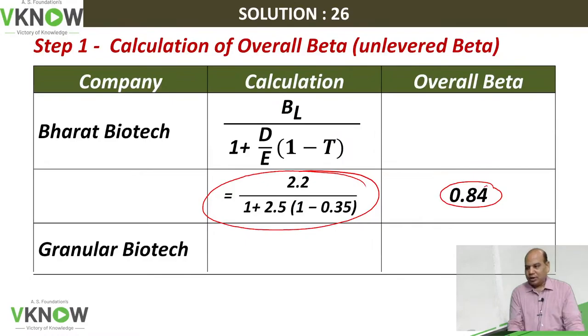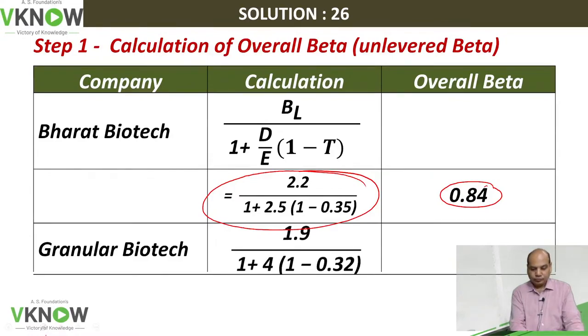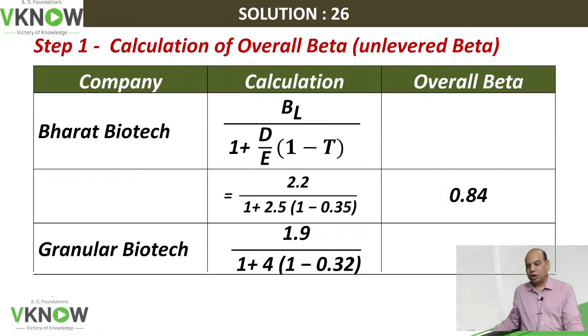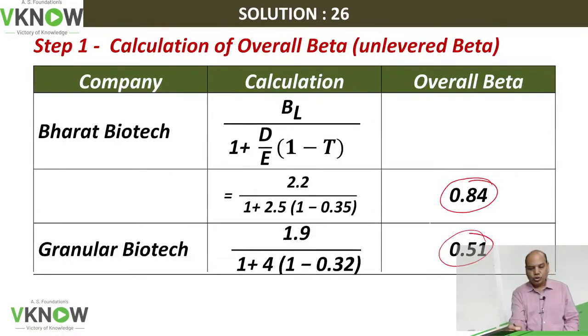Now write Granular Biotech. Here the data is 1.9 upon 1 plus debt equity ratio 4 into 1 minus 0.32. Very important question you are solving. You will not find it in the institute publication, but they will ask you. At that time don't get surprised. Practice now; more practice now is more useful for the exam. Is the answer 0.51? So these are the overall betas based on these two companies.